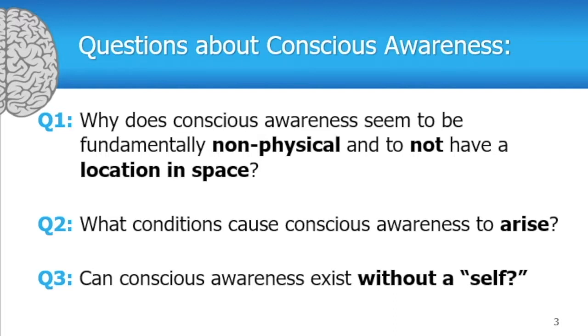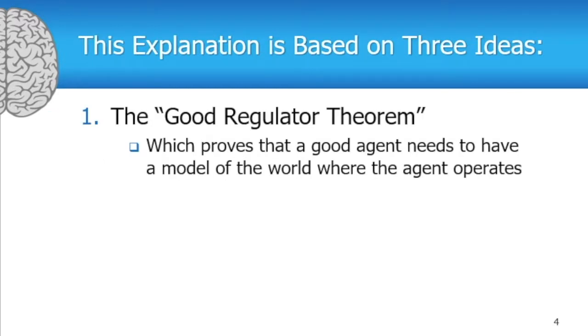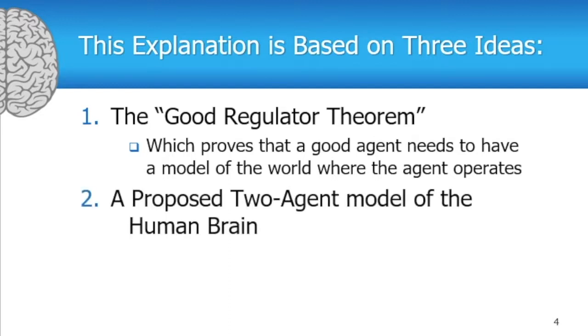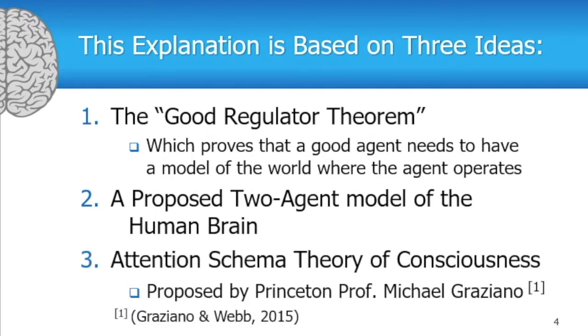This explanation of consciousness is based on 3 core ideas. First, we will use the good regulator theorem, which proves that a good agent needs to have a model of the world where the agent operates. Second, we'll propose a 2-agent model of the human brain. Third, we will use attention schema theory as our model of conscious awareness. This model or theory of awareness was proposed by Princeton neuroscientist Professor Michael Graziano.